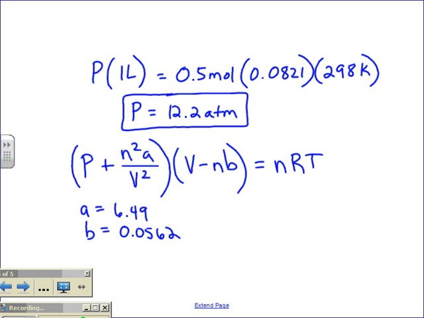Now, they're asking us to solve for pressure, so I need to rearrange this van der Waals equation to solve for pressure. When I do that, I get P equals nRT over V minus nB, minus n squared A over V squared. That's just simply rearranging the equation to solve for P, moving the variables around. If you have questions on that, you can ask.